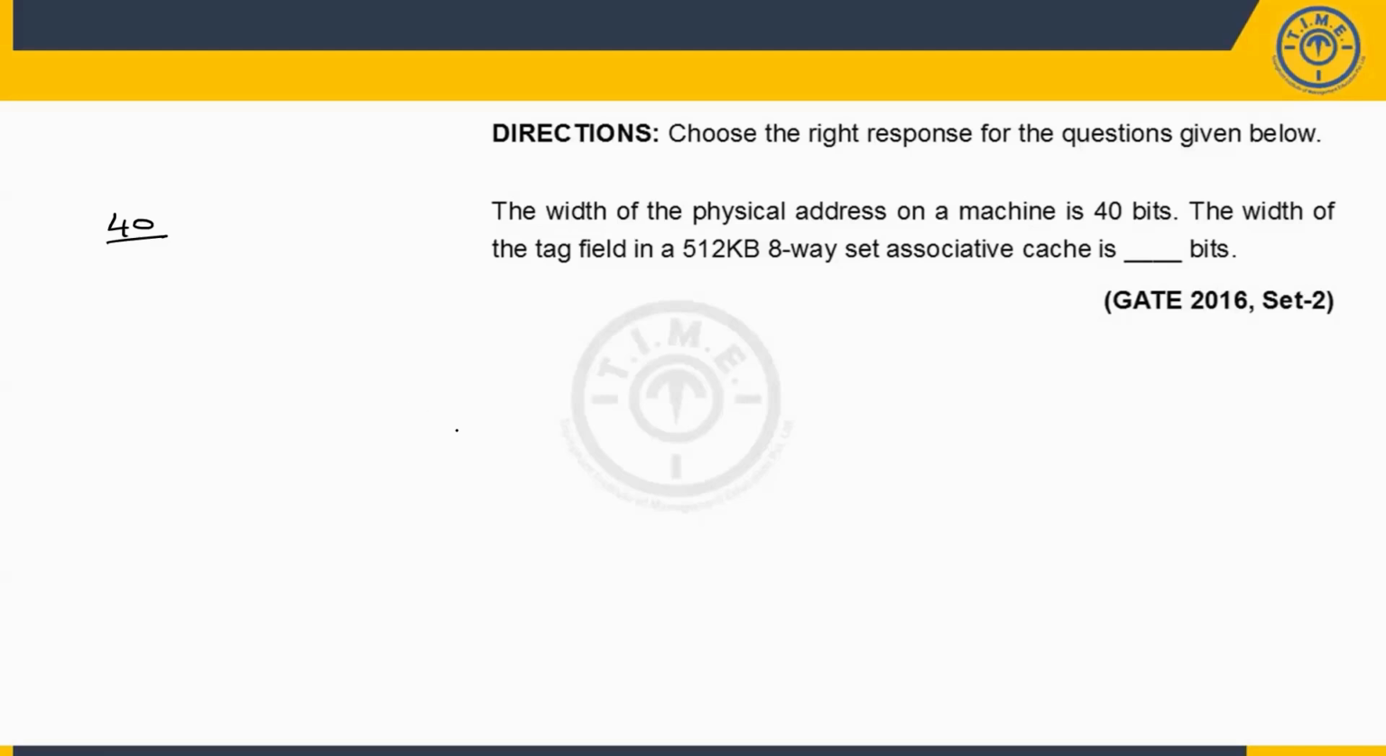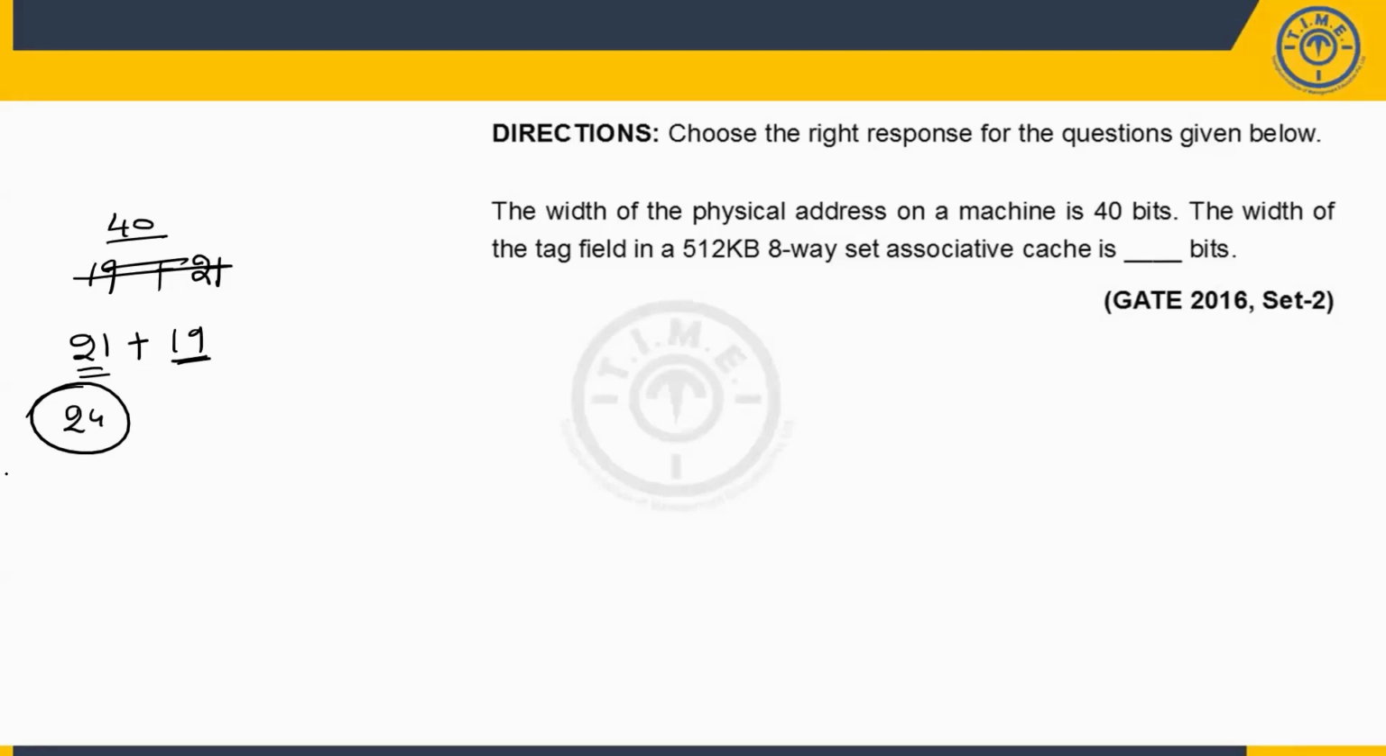In 8-way set associative, we need to add 3 bits. Then 22 I'm getting, sir. 40 bits will be divided into 21 plus 19. 21 plus 19, right? 512 KB meaning this is 19, and this is 21. So 24 is the correct answer.